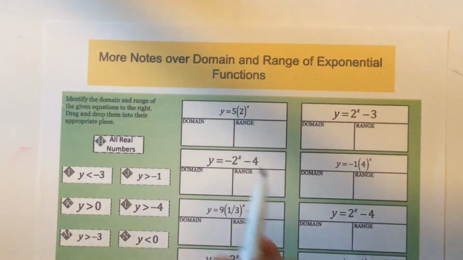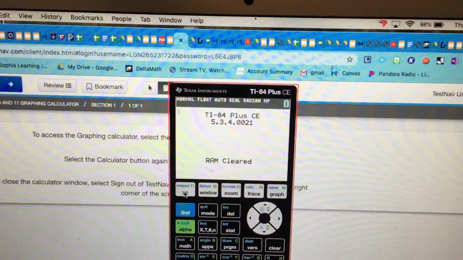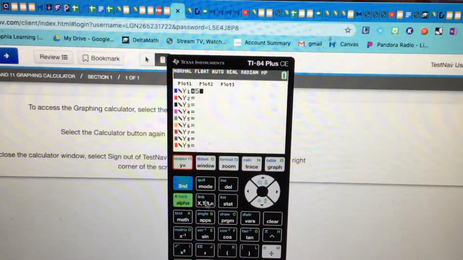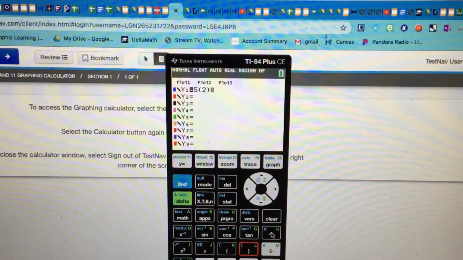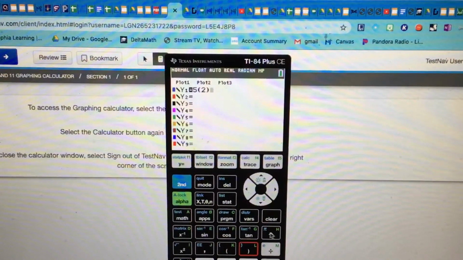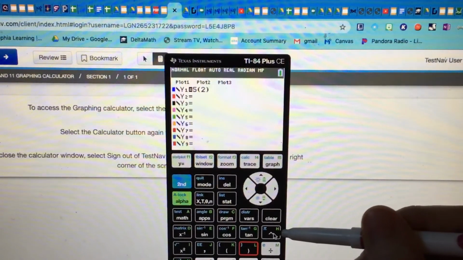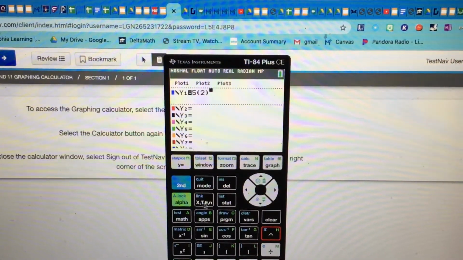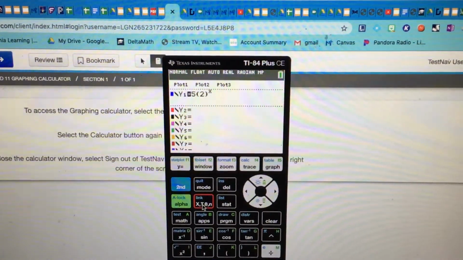I'm going to type this equation in, 5 times 2 to the x. So I'm going to go to my y equals, and then I've got 5, and then parentheses, 2, close the parenthesis. This little caret above the divide bar raises it to any power you want. So I'm going to click this button right here that's above the divide bar. It's called a caret. And then here's my x, right here to the right of the green alpha. Okay, and I'm going to graph it.